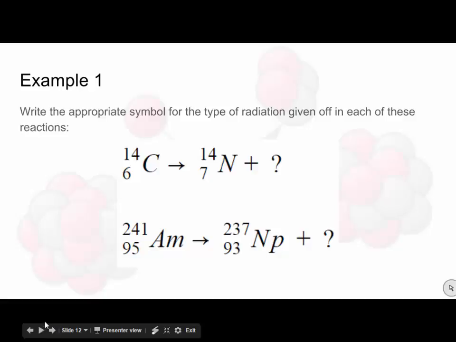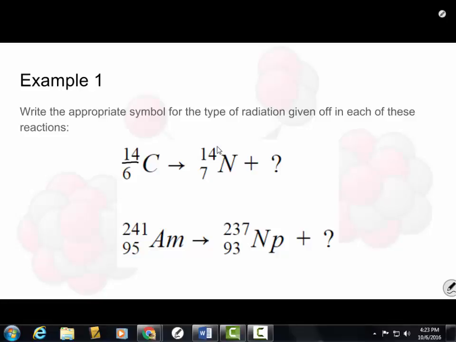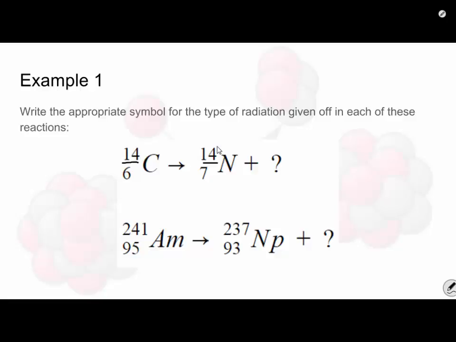So let's try a couple examples here. We want to write the appropriate symbol for the type of radiation given off by each of these reactions. So we have carbon-14 going through some type of decay, we don't know what, but it's turning into nitrogen. So let's figure out what particle that has to be. We're going to make sure our numbers on top and our numbers on bottom are equal on both sides. So we're starting with 14 for our mass number, and we're going to 14. So what plus 14 gives us 14? So our answer would be 0. That should already tell us what particle we're looking at.